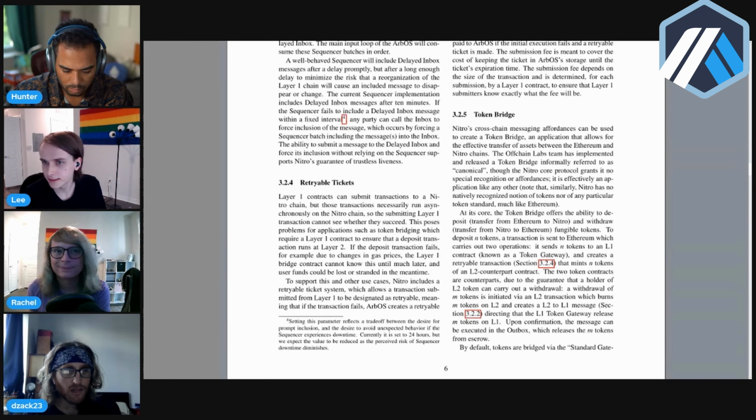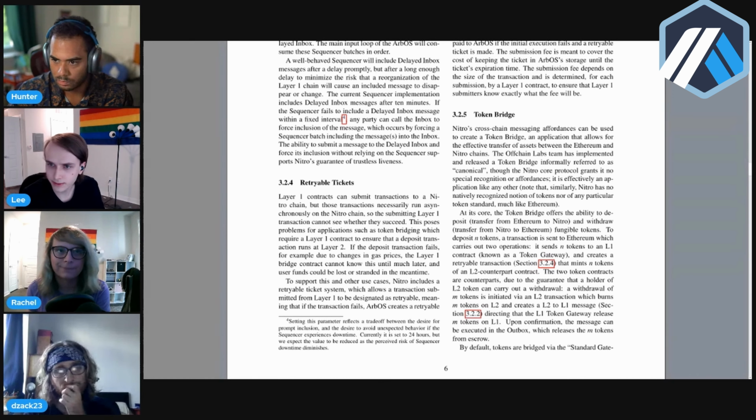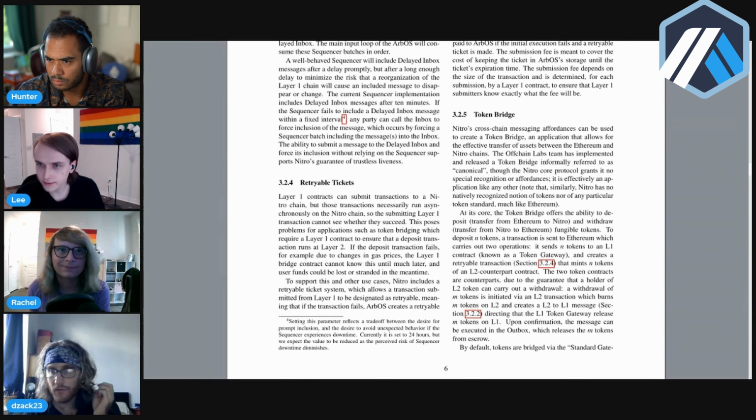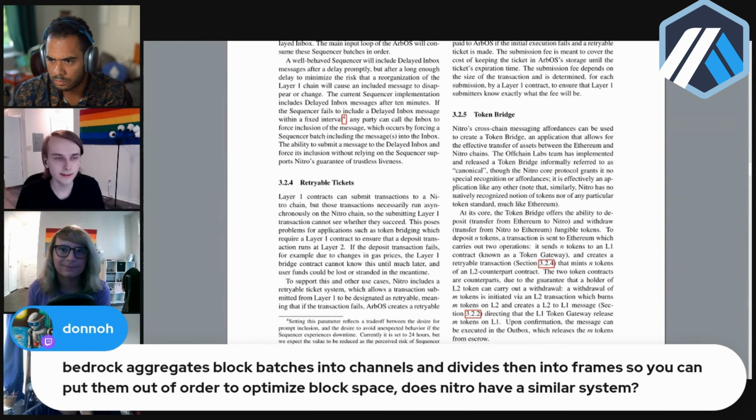One question I see is about how we divide or optimize block space. I'm not really familiar with Optimism's approach here, which is what's being asked about. Unfortunately, I don't think I know enough about Optimism to answer this question.